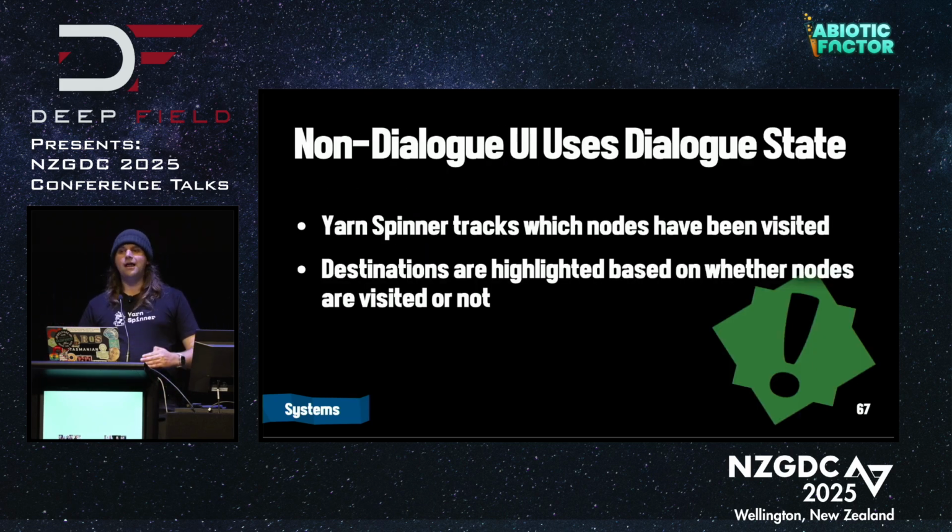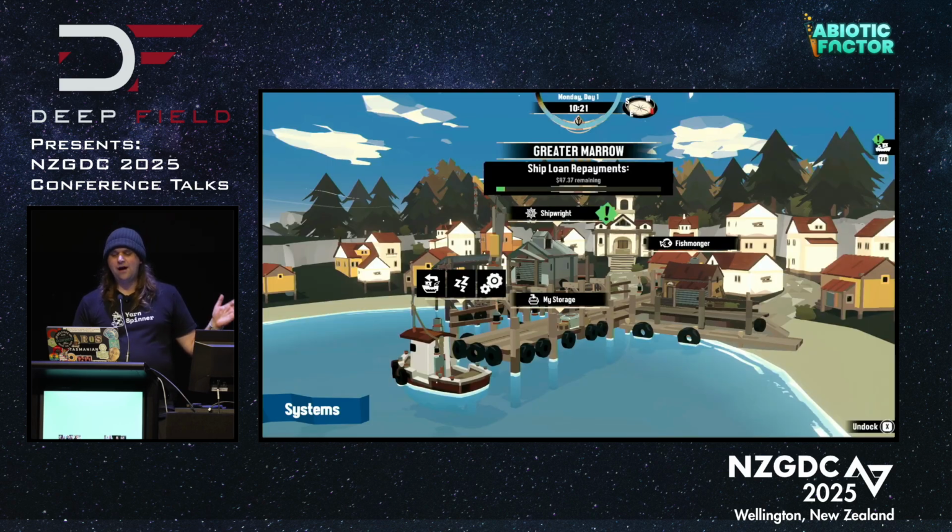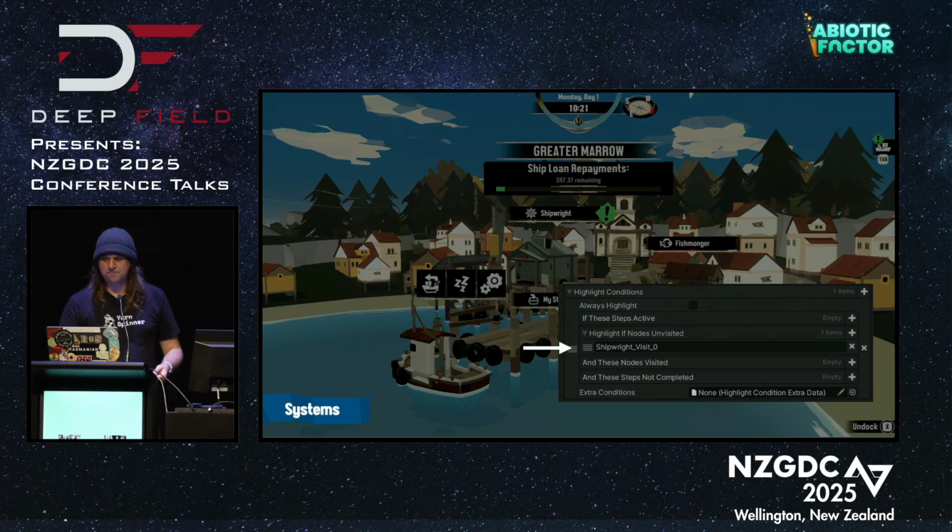Additionally, non-dialogue UI makes use of dialogue state because Yarn Spinner is able to keep track of which nodes have been visited before, and so destinations on screen get highlighted because the associated content from dialogue hasn't yet been run. So the only reason why this icon on the shipwright is appearing with a little exclamation mark is because the game knows that lines from the shipwright had never run. And so that's just hooked up in the inspector.